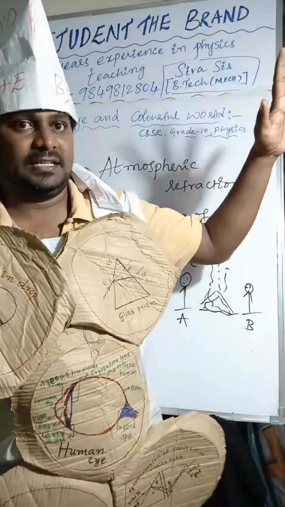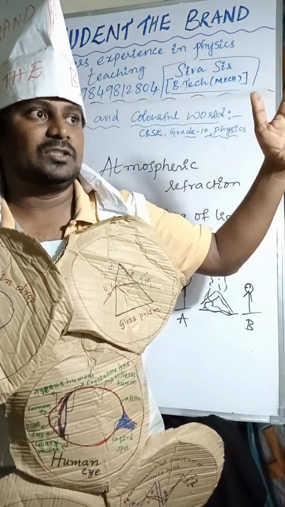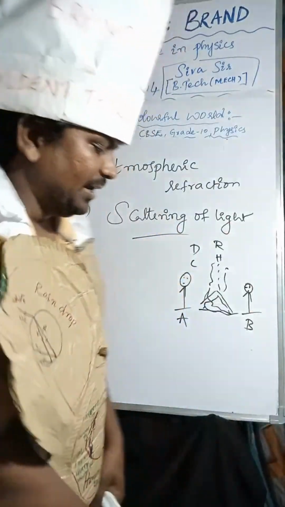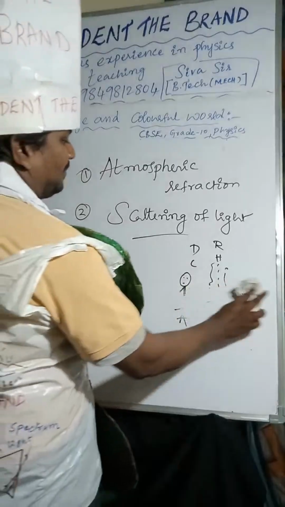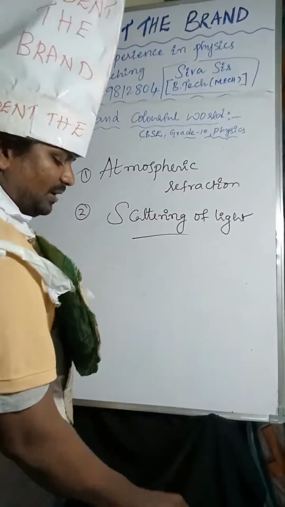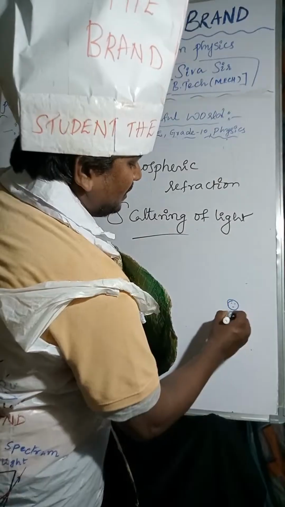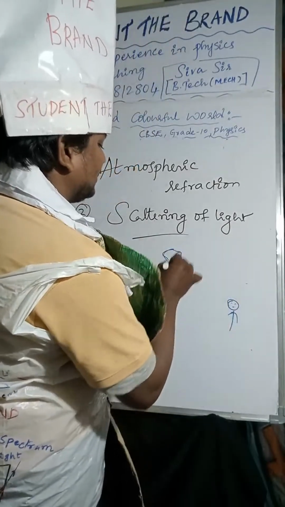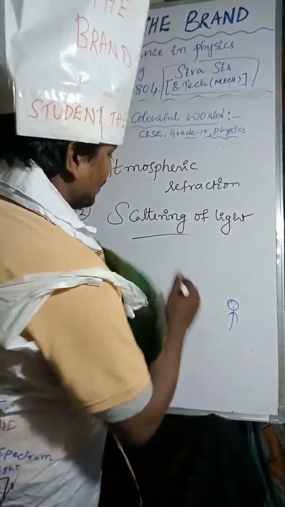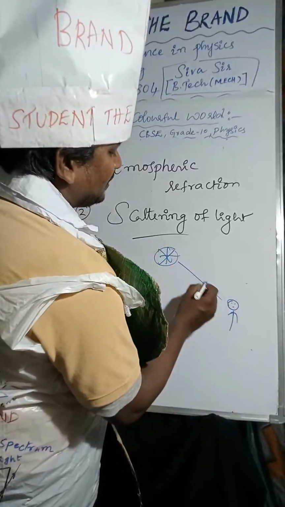From a far distance, like stars, many kilometers away, the light ray is coming to us. Here I'm standing, the person is standing here, and the star is here. Best example: the star is here. From here the light ray is coming.